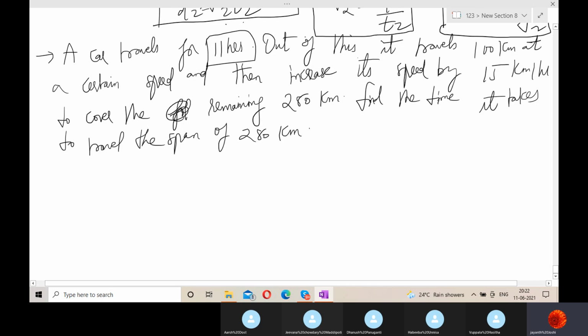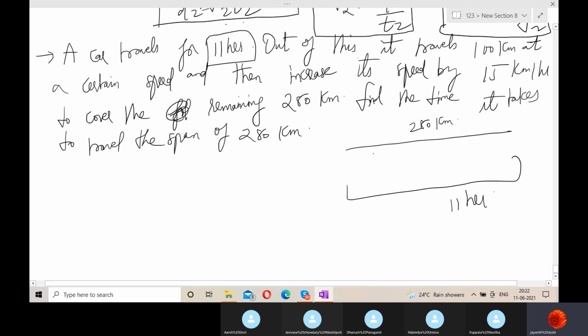Out of this, it travels 100 kilometers at a certain speed, and then increases its speed by 15 kilometers per hour to cover the remaining 280 kilometers. Find the time it takes to travel the span of 280. So the distance here given is 280 kilometers, correct? And the car is traveling for how much time?